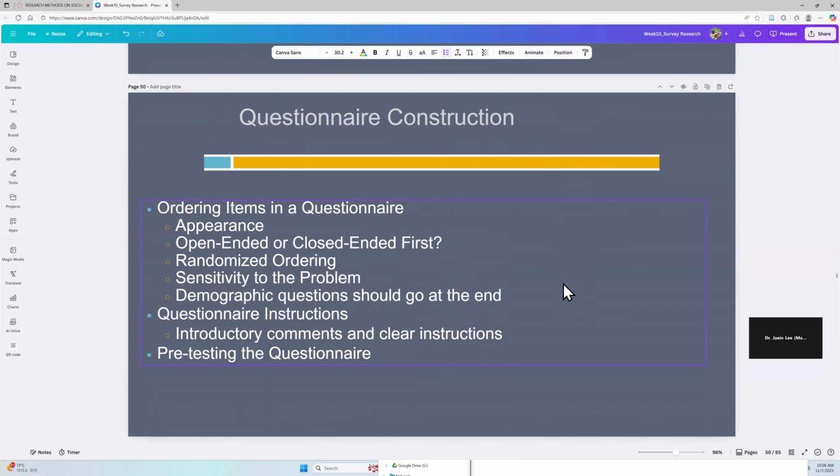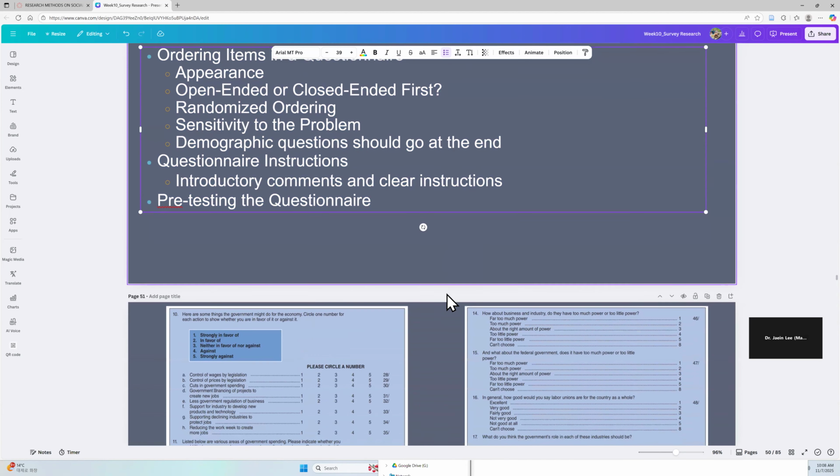So when you create your own questionnaires in social welfare research, consider the order of items in the questions, which appears first, open-ended or not, randomized ordering, and sensitivity problems. Anyway, you should start from a very clear instruction. For example, when I create exam questions, this is not survey data, but I would put instructions first because participants would follow the information and knowledge required for the exam.